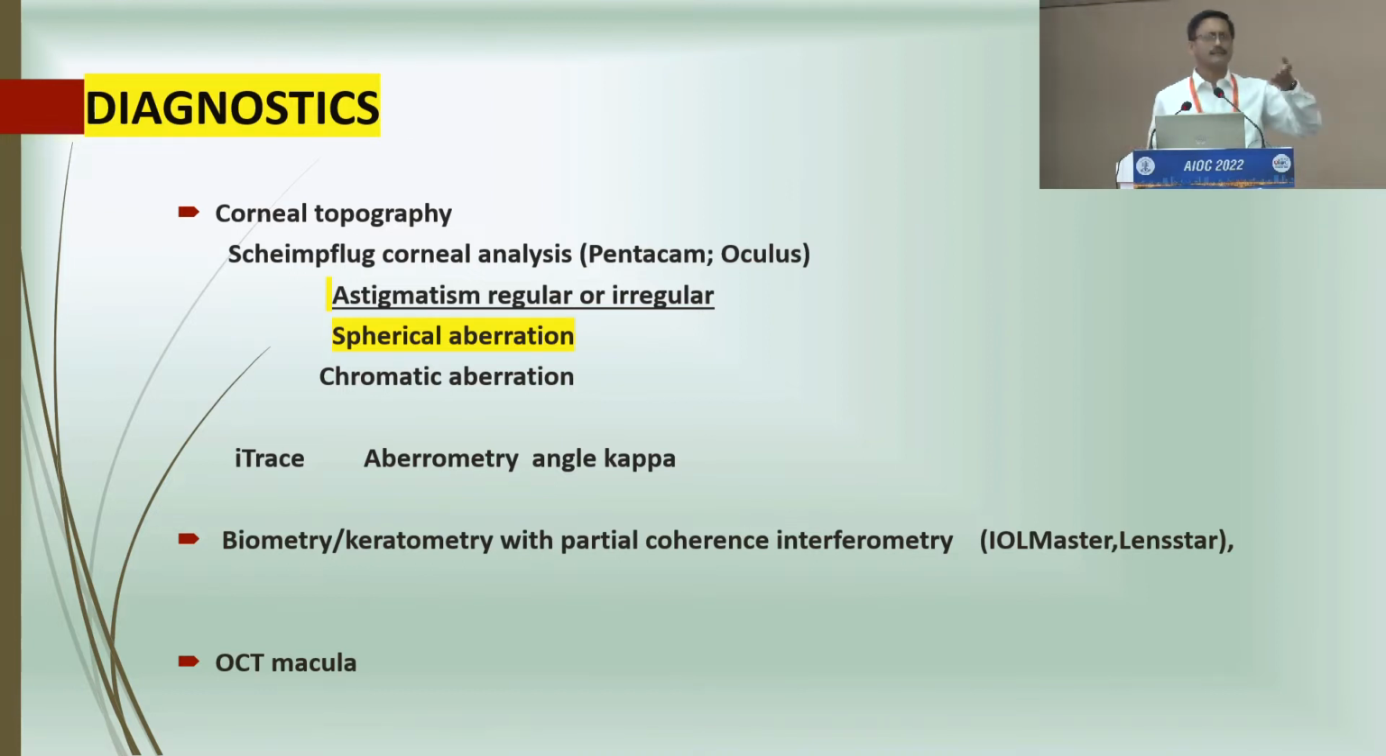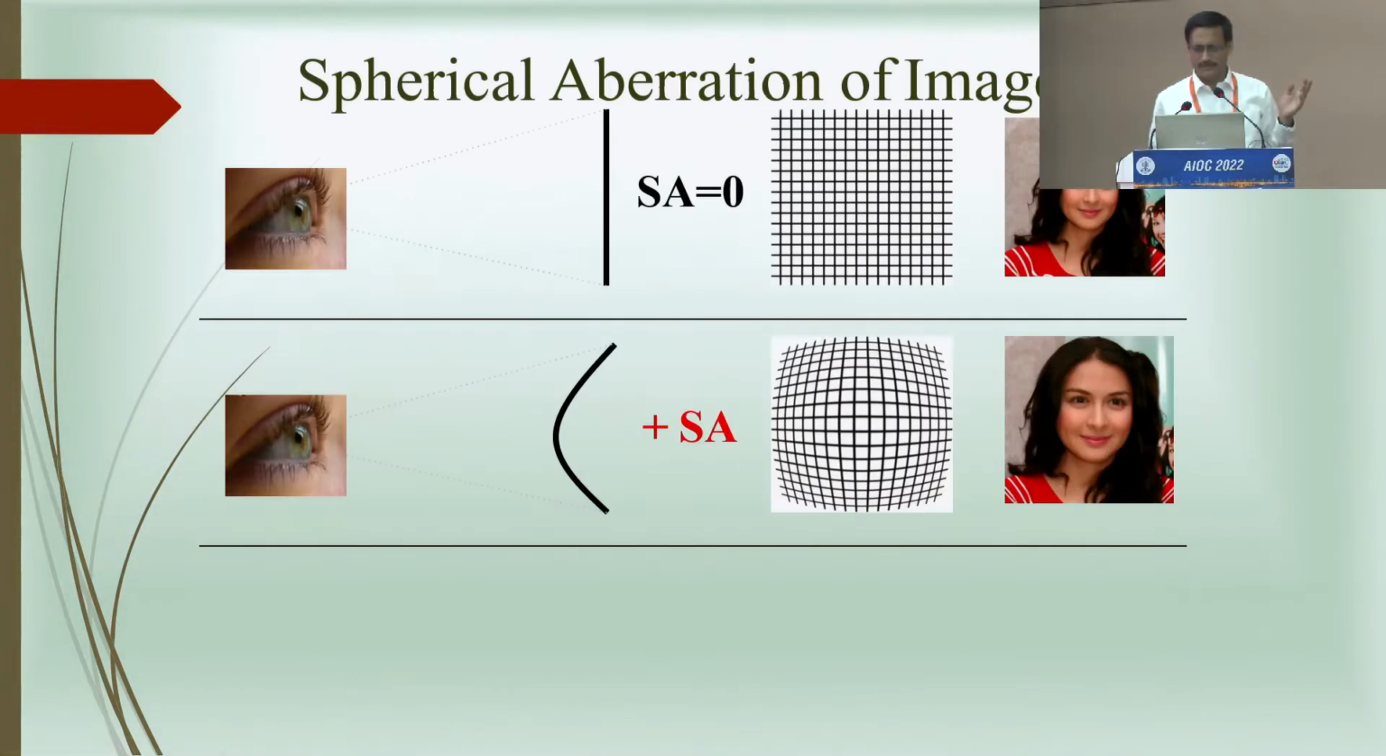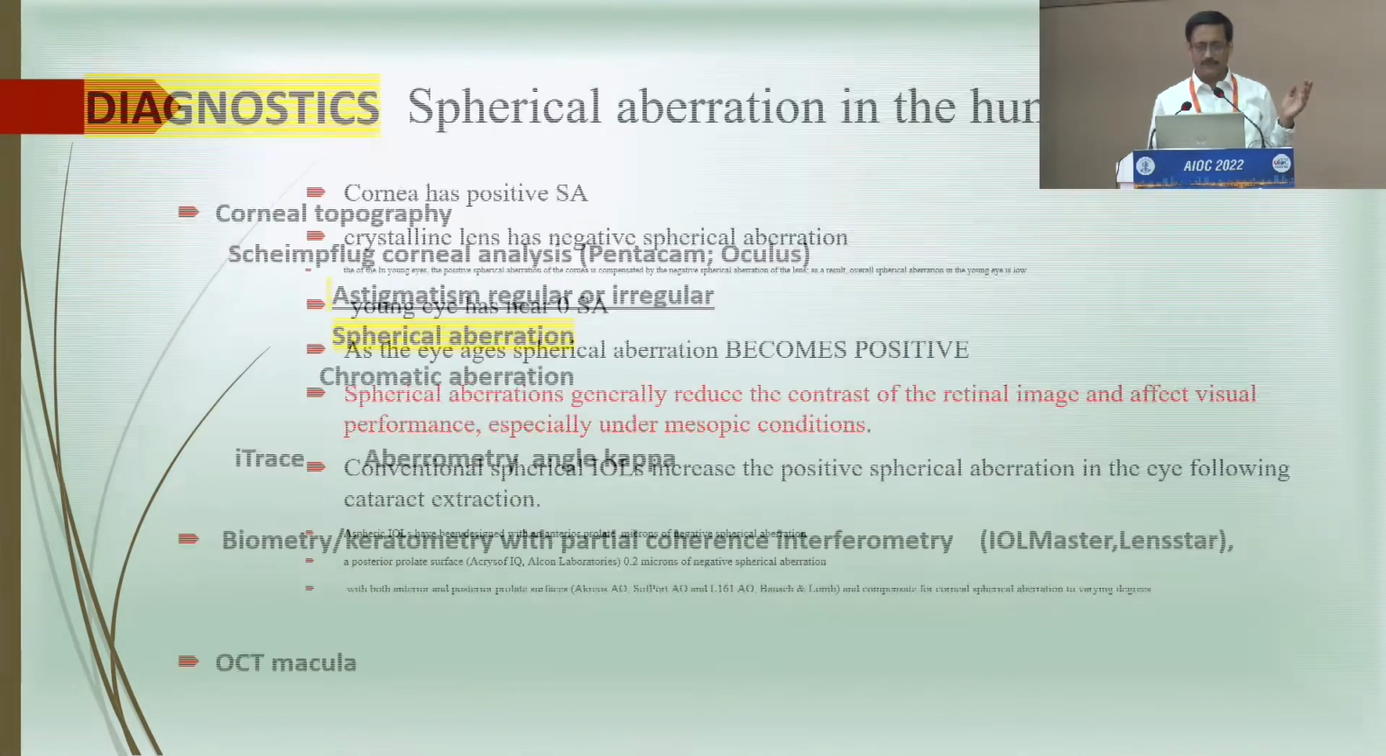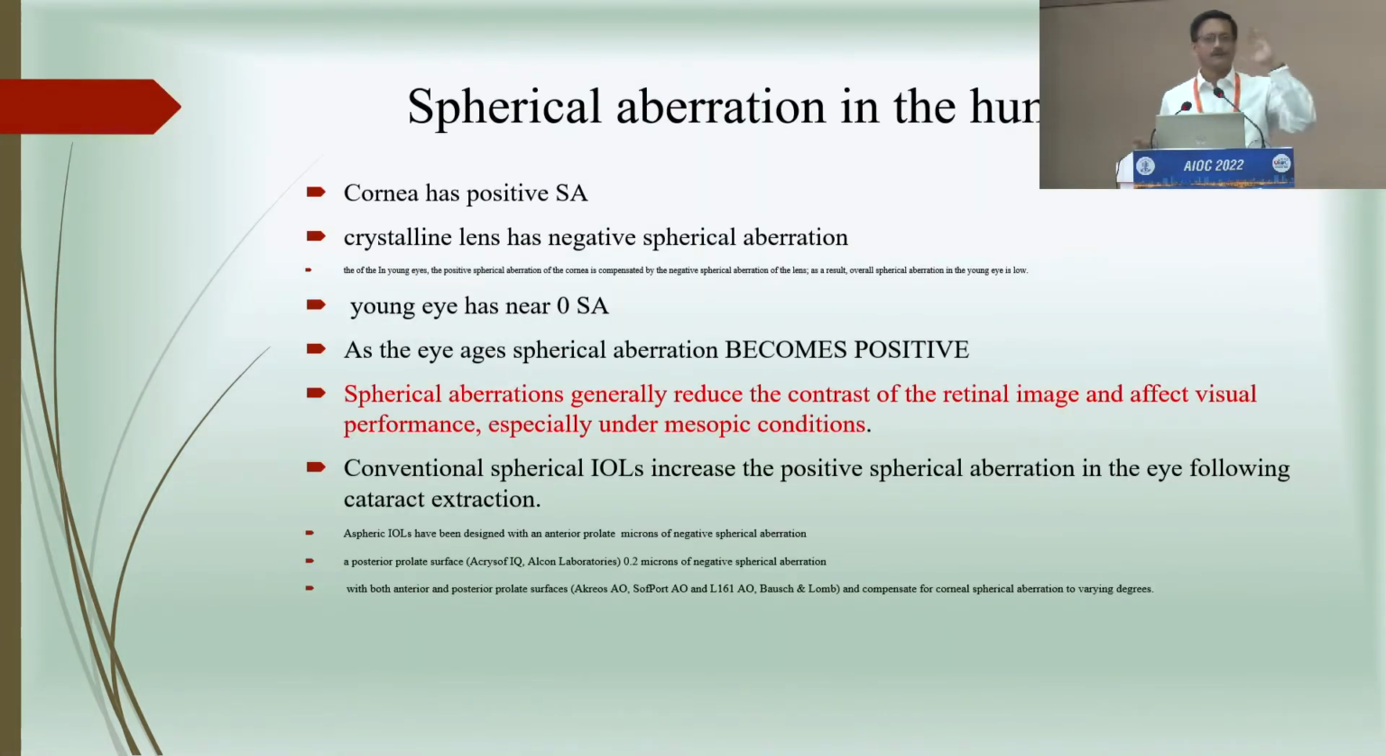Normally the cornea, what is spherical aberration? Okay, a cornea is said to have positive spherical aberration, which is compensated for by the lens in the young generation, when we were young, with negative spherical aberration. So the effective spherical aberration is 0. As we age, the lens also starts imparting positive spherical aberration. So the image quality decreases.